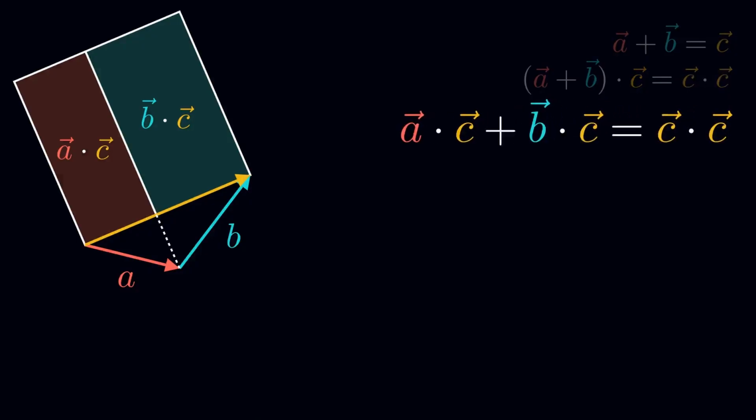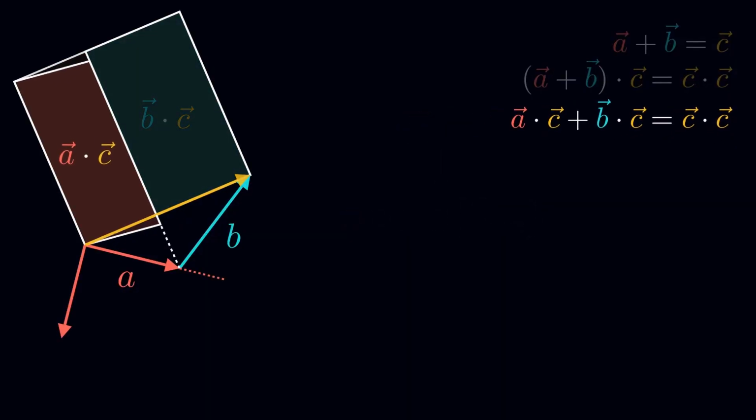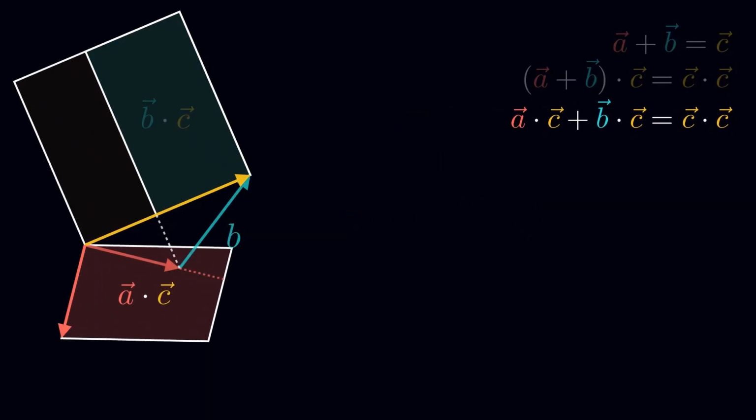Now, this formula looks nice, but it's actually difficult to work with. If we wanted to calculate a.c, we need to know the angle between a and c, but so far, we don't have a clear way to get that angle. Luckily, we can use our shearing trick to get a different picture for a.c.